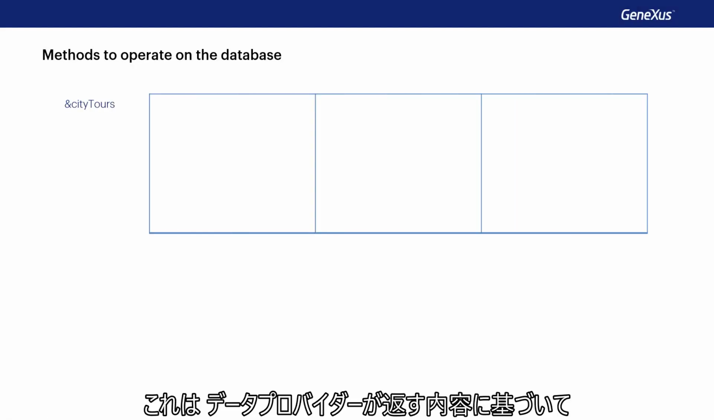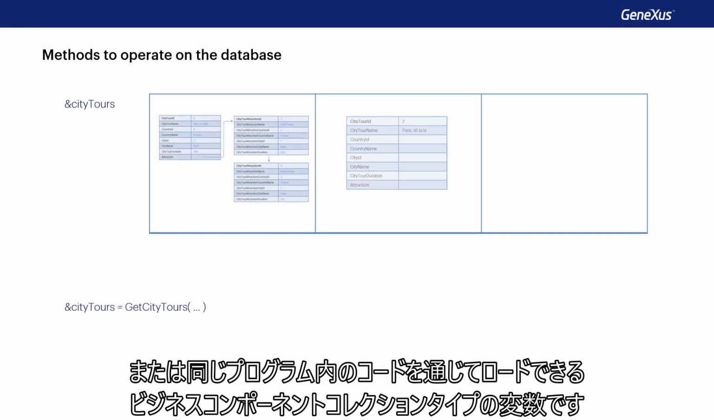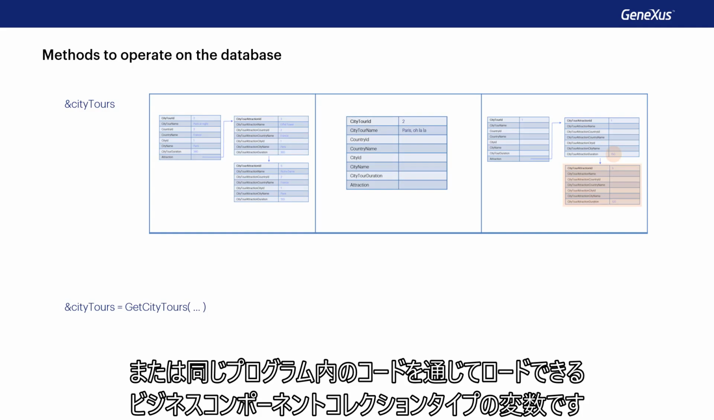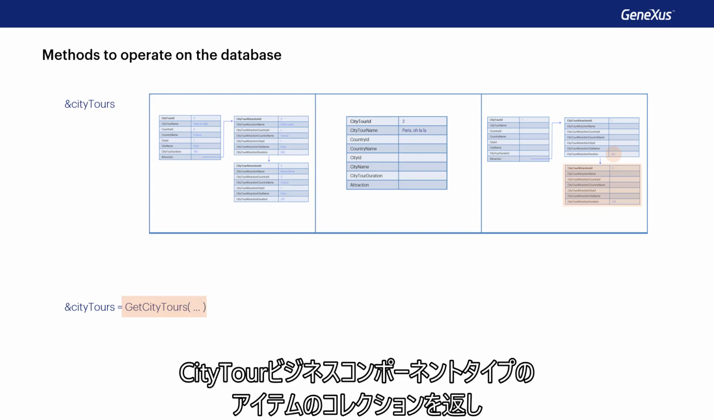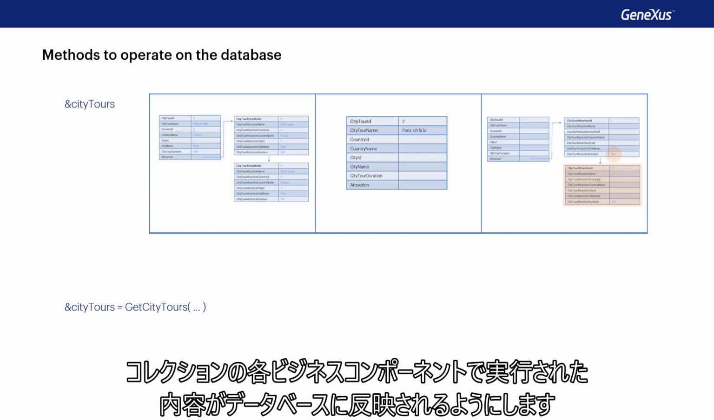Here's a variable of business component collection type, which could be loaded based on what a data provider returns or through code in the same program. In this case, the data provider will return a collection of items of the city tour business component type. And we'll want the database to be impacted by what has been done in each business component of the collection.